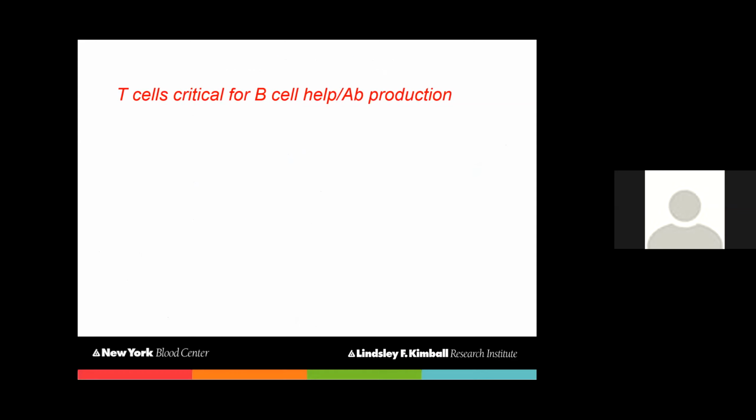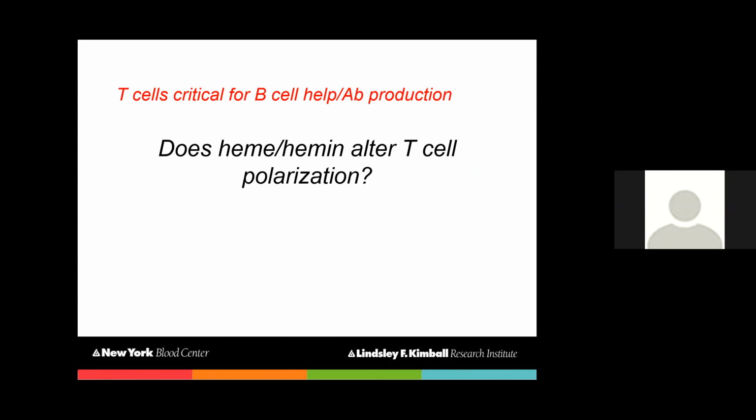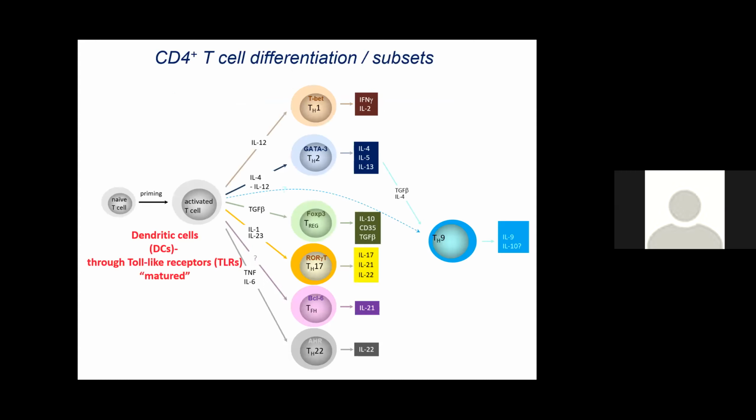Before I start any IgG response, you need T cell help, okay? Helper T cells are important for B cell help, for antibody production. So the first question we ask: does heme, or its oxidized form hemin, I'm going to be using them interchangeably, alter T cell polarization? What do I mean by T cell polarization? Well, it's how a naive T cell becomes activated and takes on an effector function, an effector property.